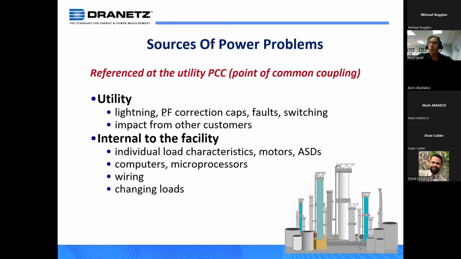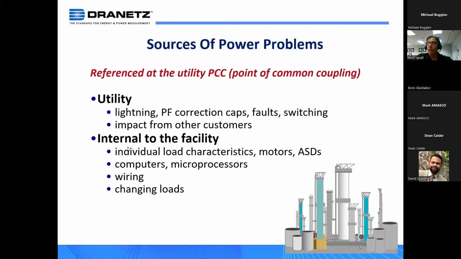When we talk about issues on the utility side, we of course have weather and other things like lightning that can affect the quality of supply. Power factor correction capacitors, and I showed you a little blip about that before. We'll talk about that in a few minutes. Fault switching and impact from other customers can affect your power quality. We have case studies with nearby customers introducing sags and dips, also harmonics on the power line nearby that's basically being conducted into your facility.